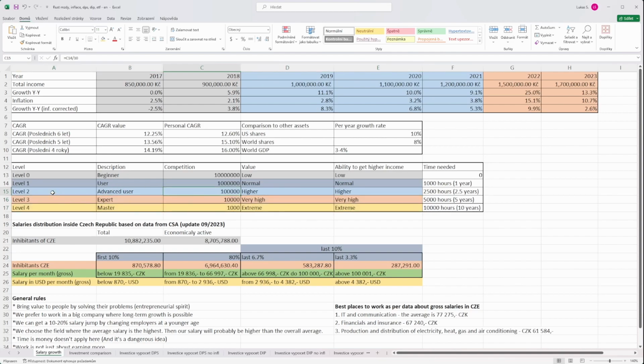In my humble opinion, a very good idea is to try to reach these states for several skills so that you can spread the risk, because reaching the master level is really difficult. But advanced user or expert, you can reach throughout our lives. We can do it for several areas, and then we can be much more valuable because we can also use the interconnection between these skills to create something even more interesting.